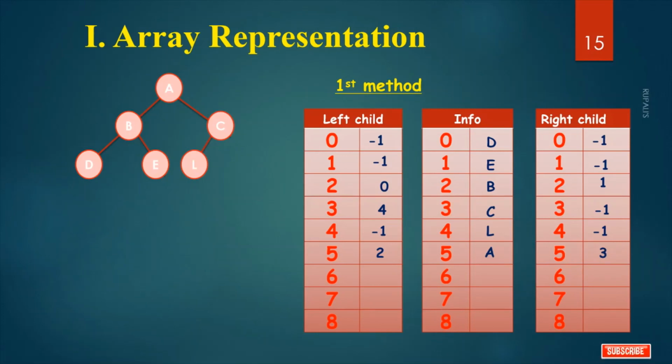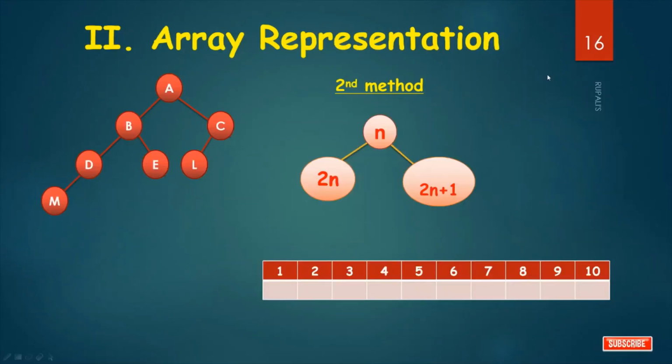Now we will learn the second method. This is the second method for array representation. This is our tree. This is one array. We have to represent it. What is the memory representation of this tree? Now, the logic is that if the parent is in nth location, means if the parent index is n, then the left child is in 2n location and right child is in 2n plus 1 location.